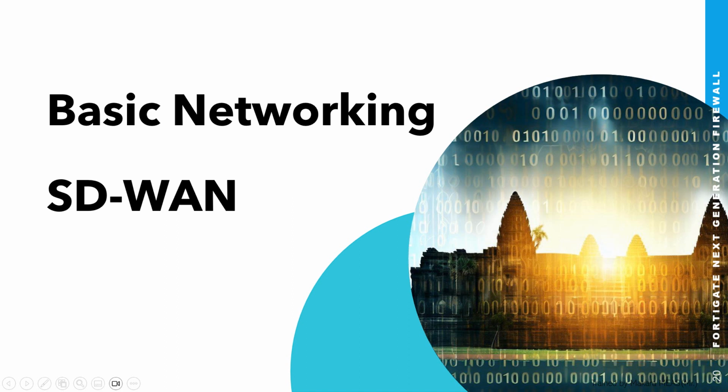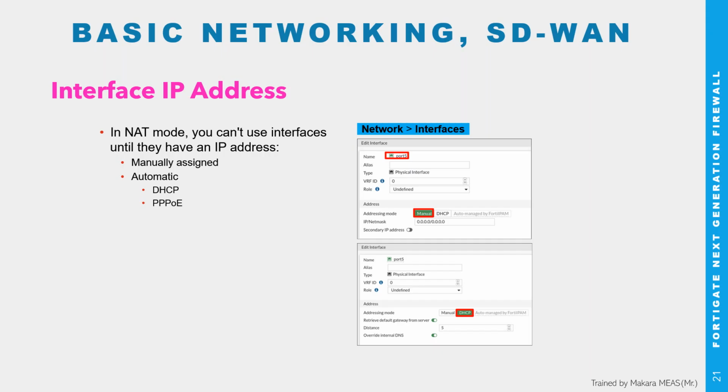Okay, so for basic networking and SD-WAN, the first thing that you need to understand is the interface IP address. And in NAT mode configuration, we already studied in the operation mode, right? We have NAT and transparent. In NAT mode we need to configure the IP, and in transparent mode we don't need to configure any IP associated with the interface. So in NAT mode, you cannot use the interface until you have the IP address configured. And in the IP address config, you have two types of config, manual assign or automatic.